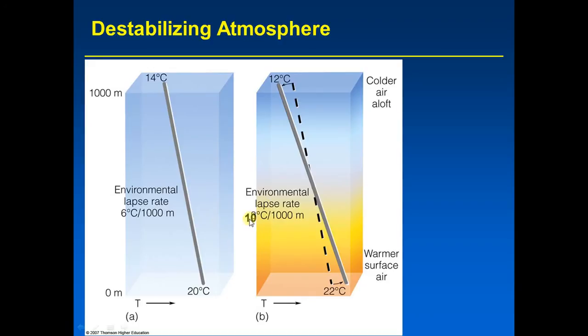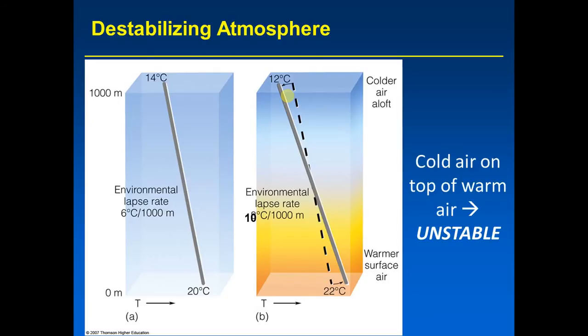By the way, there's a typo in the book, okay? So let's assume initially the environmental lapse rate on this air volume, this rectangular solid of air, is 6 degrees Celsius per 1,000 meters, and you increase the air surface temperature to 22 degrees Celsius, and you decrease the temperature at 1,000 meters by 2 degrees Celsius to 12 degrees Celsius. Now the environmental lapse rate is 10 degrees Celsius per 1,000 meters, so it's increased, okay? Whenever the environmental lapse rate increases, the atmosphere becomes more unstable, okay?